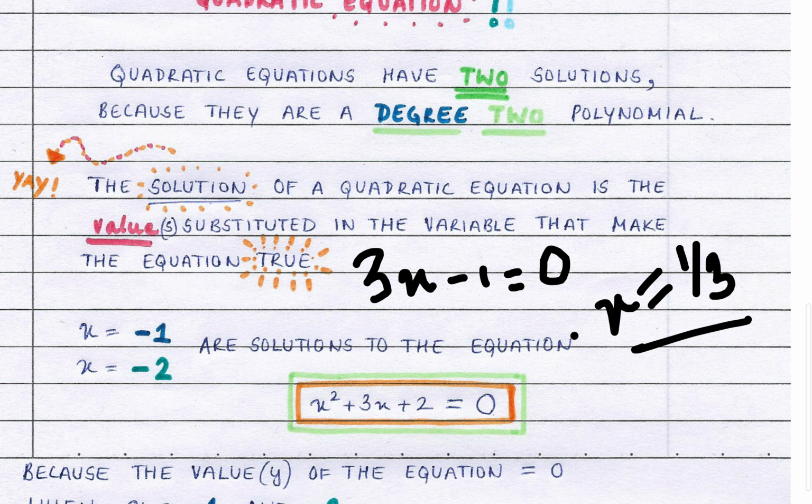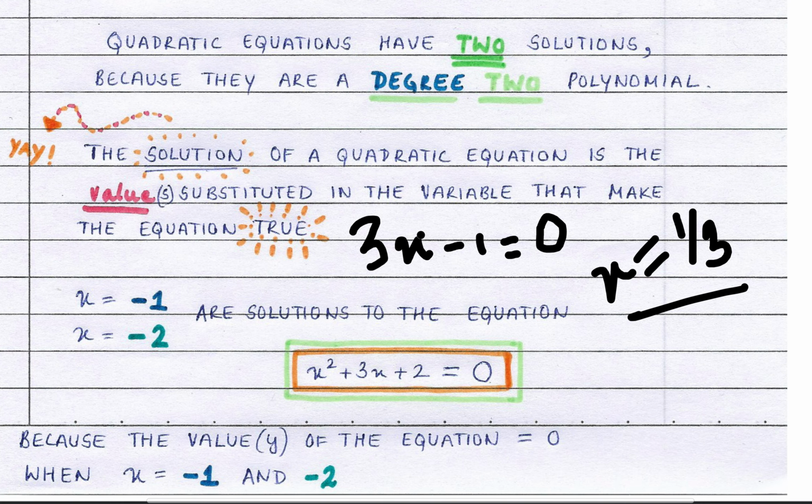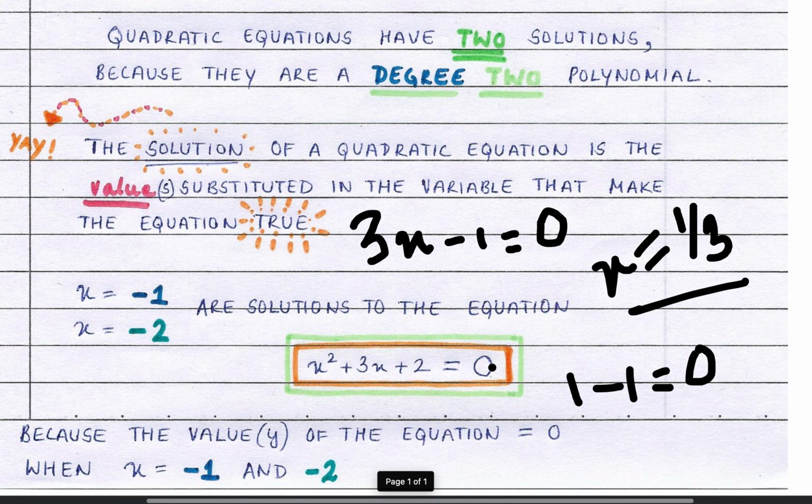So what does it mean when we say this is a solution? It means that in this equation, when x is substituted with 1 by 3, we get the equation true. So 3 into 1 by 3 would be 1. 1 minus 1 is equal to 0. So in substituting 1 by 3 in this equation, we satisfied the equation. This applies for even quadratic equations as well.